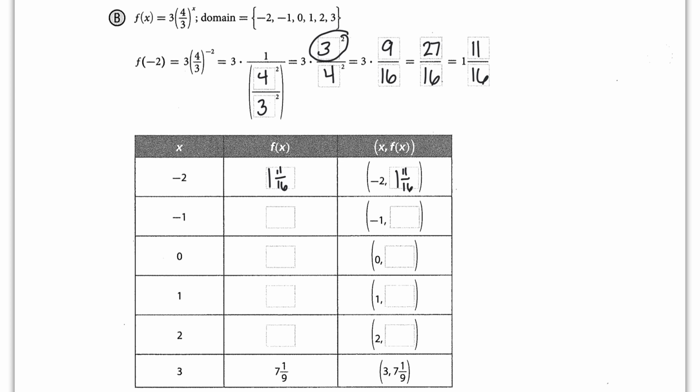For -1, that's going to be 3 times 1 over 4/3 with a 1 exponent, but you don't even need to write that. It can be an invisible one, which then turns into 3 times 3/4. 3 times 3 is 9. 4 fits into 9 twice with 1 left over.